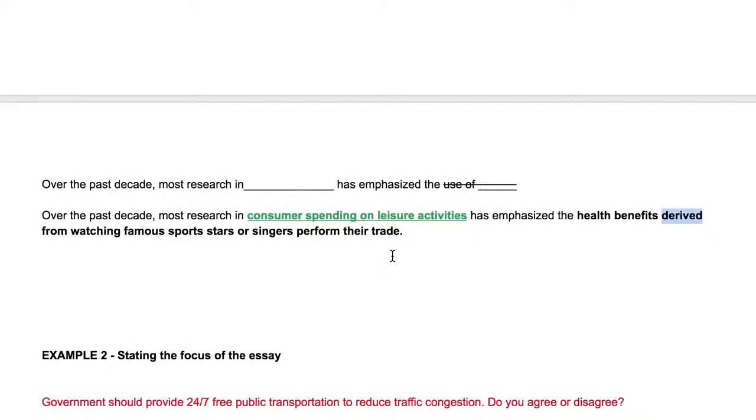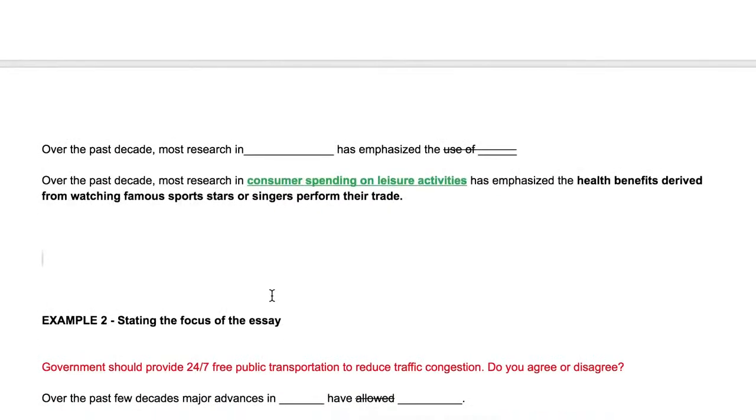Okay, so there you can see, I had to adapt that sentence. I had to chop off the end, okay? Has emphasized the health benefits. I couldn't say has emphasized the use of health benefits. That's just ridiculous. So be careful. If you're using these phrases, adapt them to your essay if you need to. Sometimes you can just copy paste directly like you've seen before. Other times you need to adapt them.